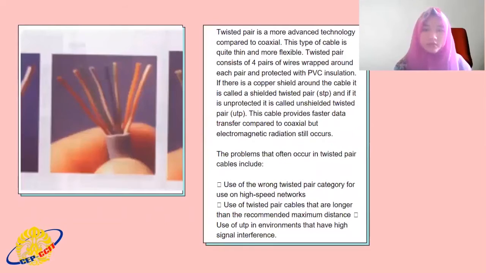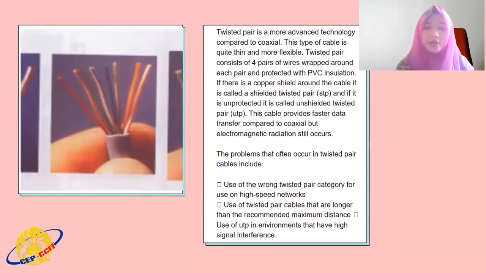Then, twisted pair cable is a more advanced technology compared to coaxial. This type of cable is quite thin and more flexible. Twisted pair consists of four pairs of wires, each pair wrapped around each other and protected with PVC insulation. If there is a copper shell around the cable, it is called shielded twisted pair or STP, and if it is unprotected, it's called unshielded twisted pair or UTP. This cable provides faster data transfer compared to coaxial, but electromagnetic radiation still occurs.